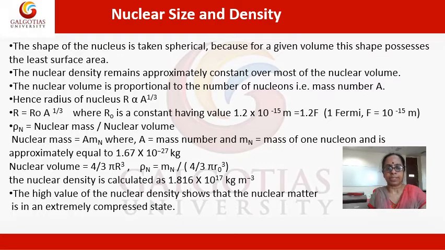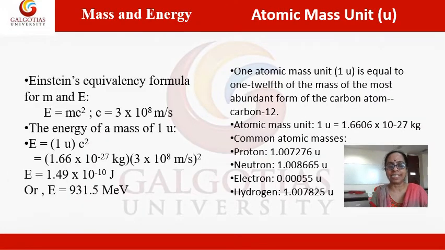We see that the density is a very high value. It shows that nuclear matter is in an extremely compressed state. Another basic thing is required, that is mass energy relation. In Einstein's equivalence formula, E is equal to mc square, where c is the velocity of light, equal to 3 multiplied by 10 to the power 8 meter per second.